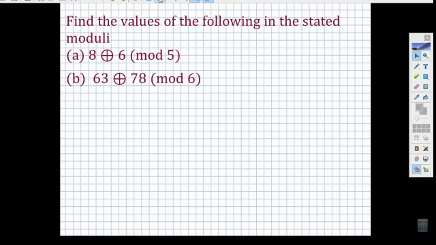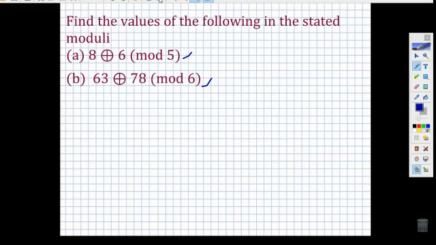The first question says, find the values of the following in the stated moduli. A, 8 plus 6 in modulo 5, and B, 63 plus 78 in modulo 6.